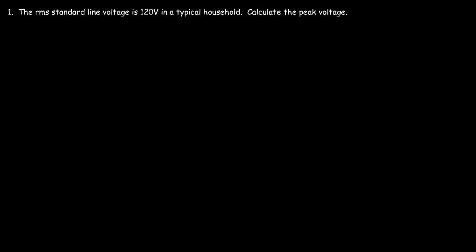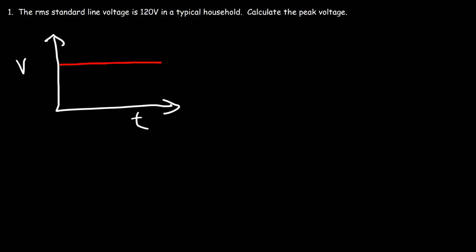Now, before we go over this problem, let's talk about the difference between DC current and AC current. DC represents direct current, AC is alternating current. So if you graph these two, let's say if you plot voltage versus time or even current versus time, DC current has a constant voltage and therefore constant current.